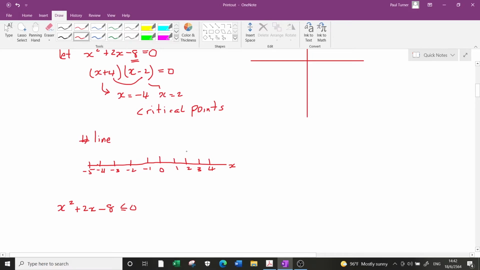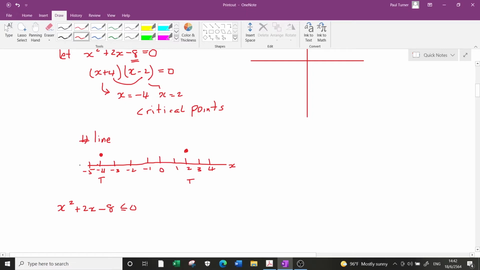So we put our critical points on. So we've got 2, which is this one here. 2 will be true. If I put 2 in here, I'll get 0. And because I have an equals here, that means it will be true. So I colored the dotted in solid here. So the other critical point is minus 4. There. So if I put minus 4 into this inequality, it will also be true because they'll be equal to 0.